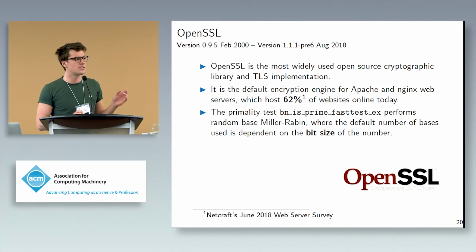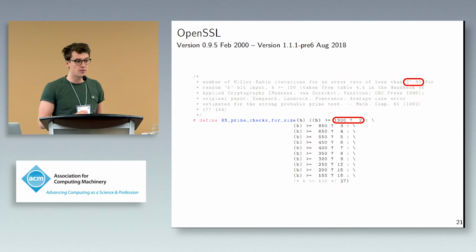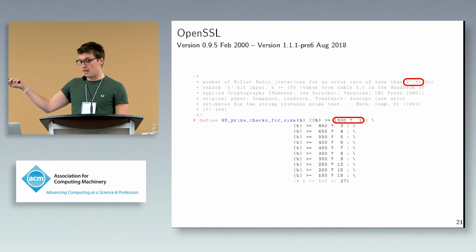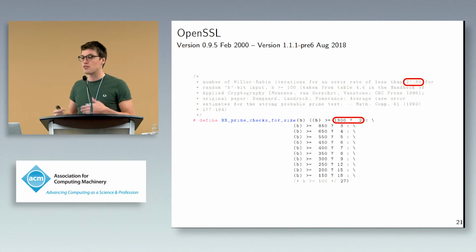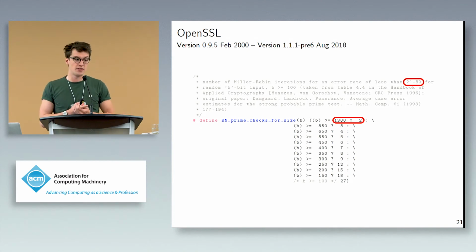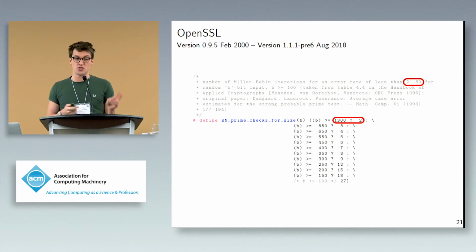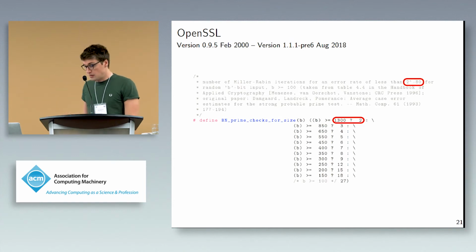So we'll have a little closer look at exactly how this works with a little snippet from the code from OpenSSL. So here is the function that takes as input B, the bit size of the number, and returns how many rounds of Miller-Rabin you need to perform. And they give, in the documentation just above there, this is an error rate of less than 2 to the negative 80. So for a number that's 1,300 bits or more, this is just 2 rounds of Miller-Rabin.